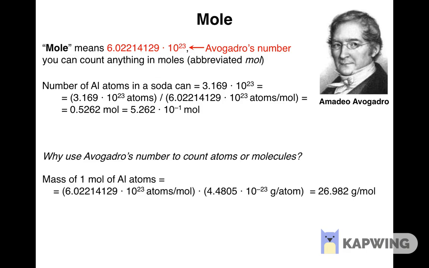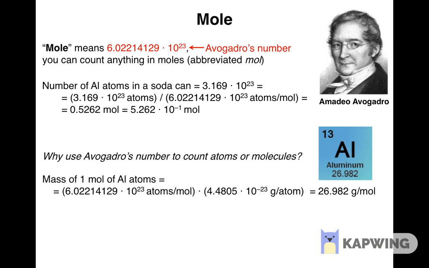This mass will be equal to the number of aluminum atoms in 1 mole times the mass of 1 aluminum atom. So Avogadro's number times the mass of 1 aluminum atom in grams that we have calculated, 4.4805 times 10 to the minus 23rd power grams per atom. And when we do the multiplication, we find that it equals 26.982 grams per mole. When we compare this number to the atomic mass of aluminum that is found in the periodic table, we see that the numerical value is the same.